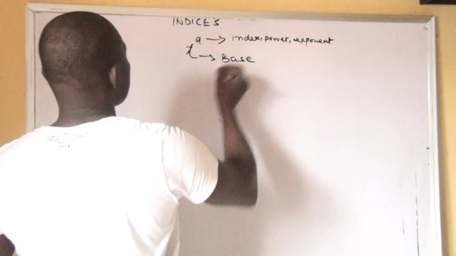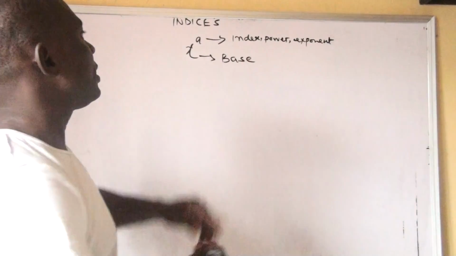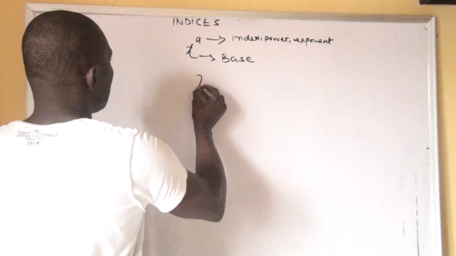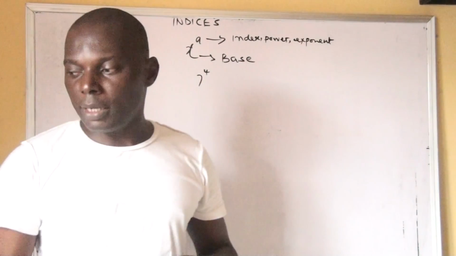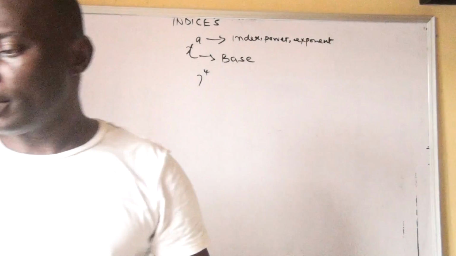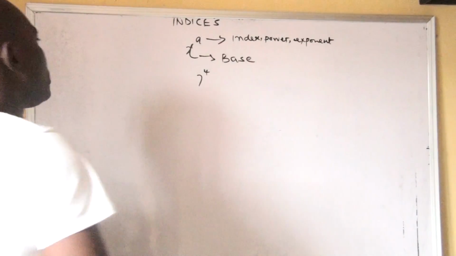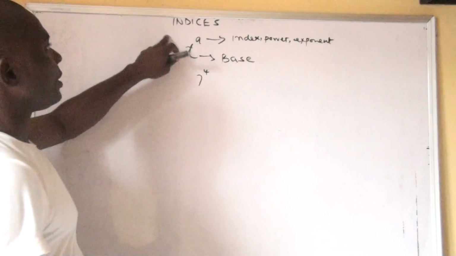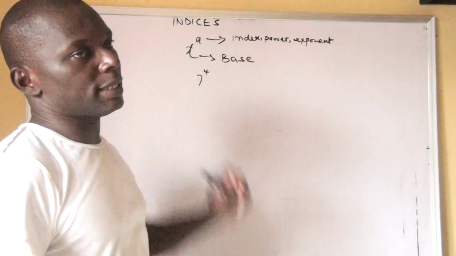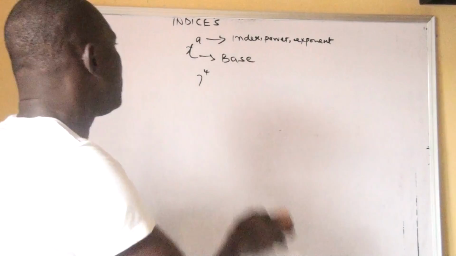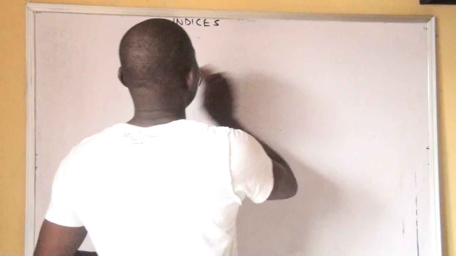So we must know this in indices: if we have, let's say, 7 raised to power 4, the 7 is the base, while the 4 is the index, power or exponent. So indices is the plural form of index. Index is singular, while indices is plural.